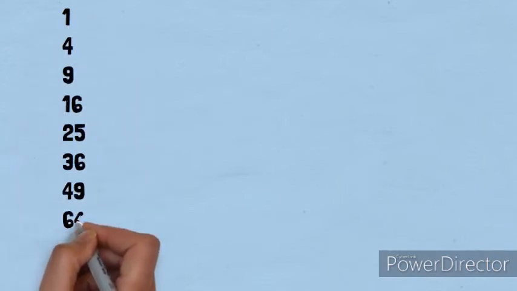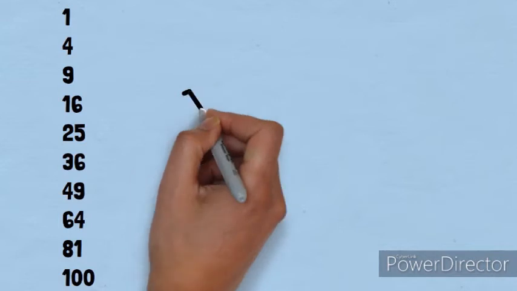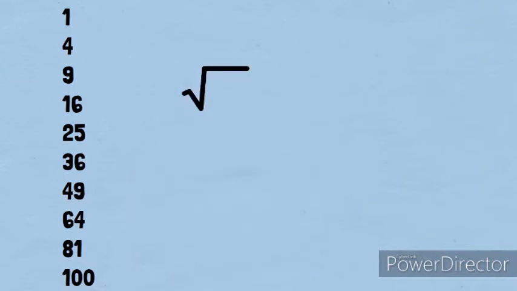Example 3. Find the square root of 72. Since the square root of 72 is not a perfect square, we have to take the multiples that make up 72. We can either use 9 and 8 or 36 and 2.